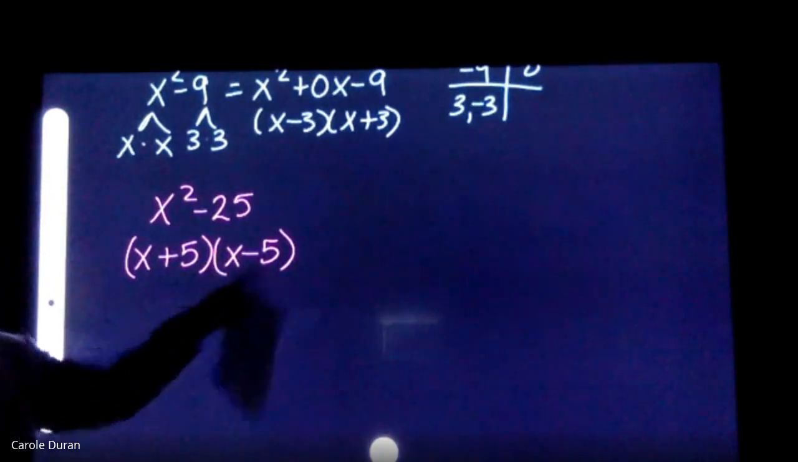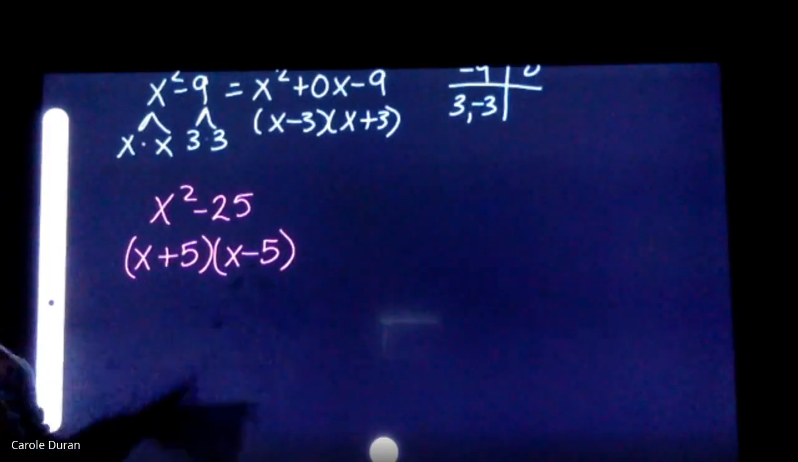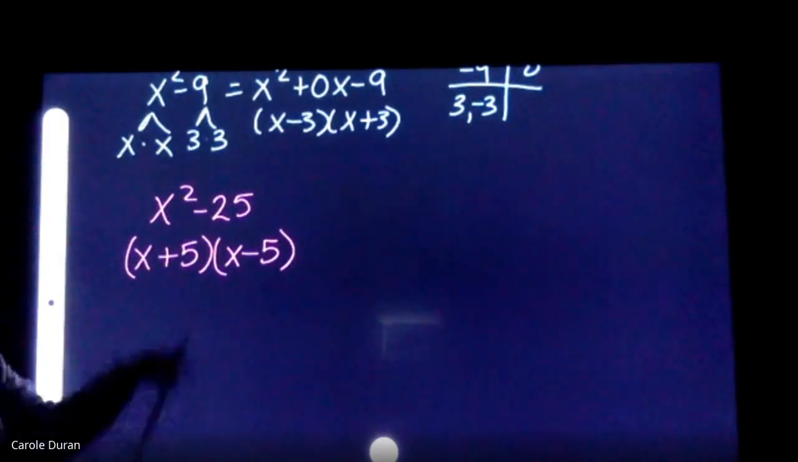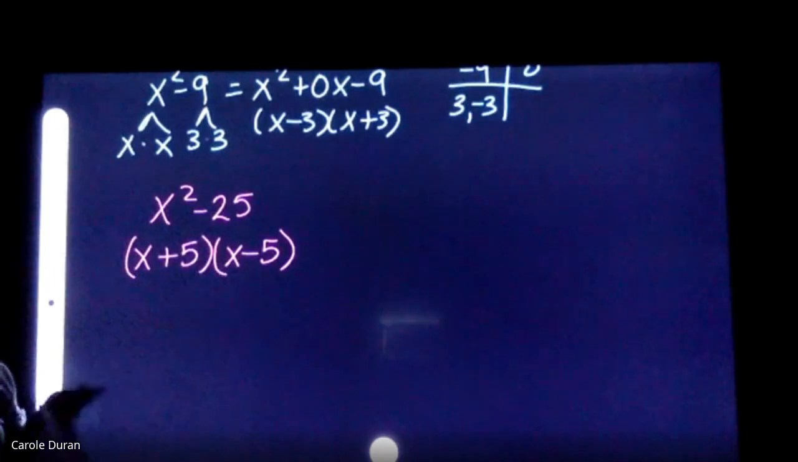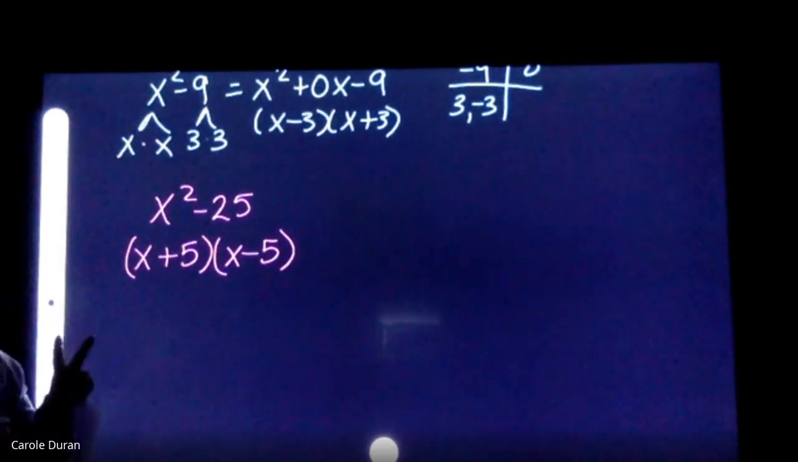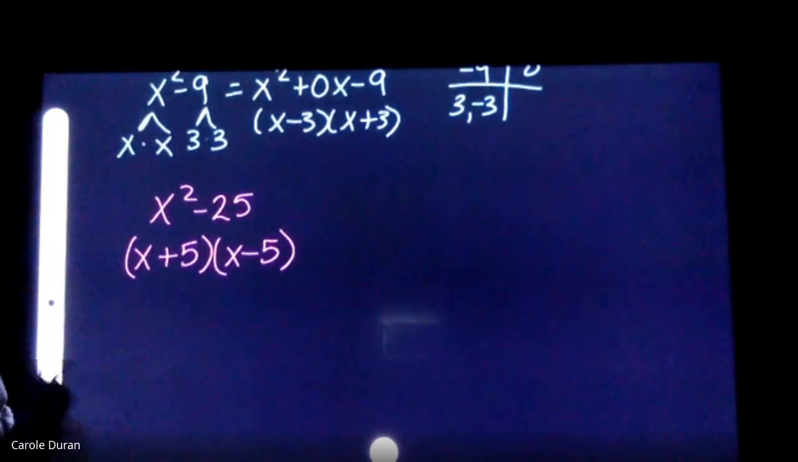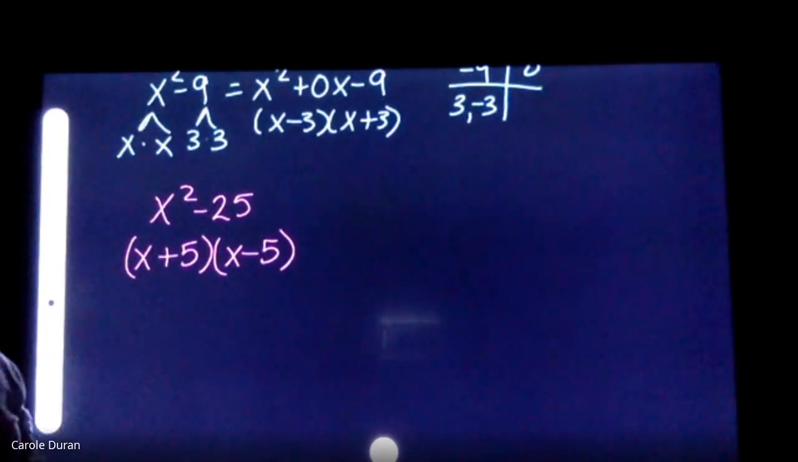Because 5 times a negative 5 is negative 25, and 5 plus a negative 5 is 0, which is why we only have 2 terms here and we don't have that middle x term. So a difference of squares is when you have a binomial, so 2 terms, each of which is a perfect square, and it is subtraction in the middle.